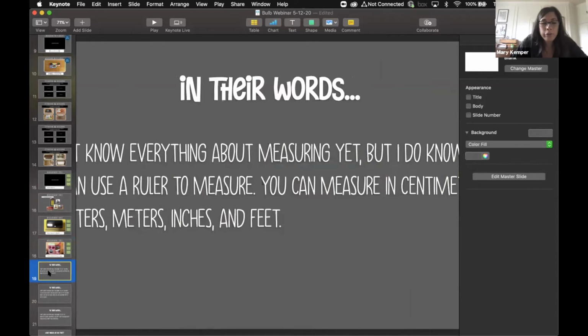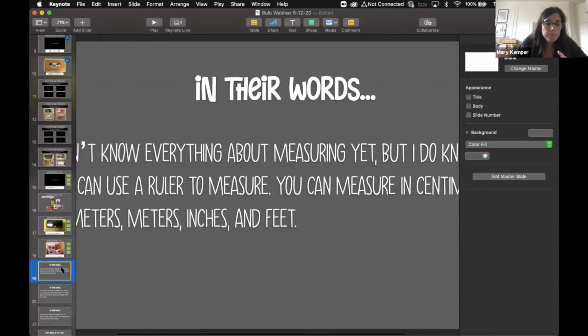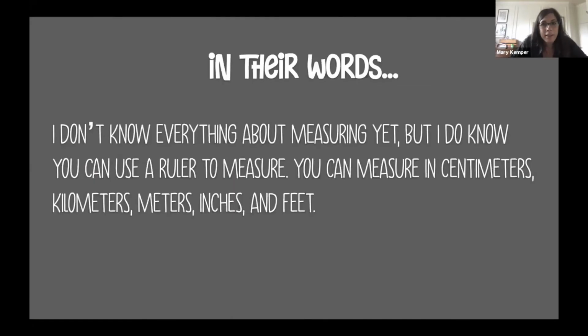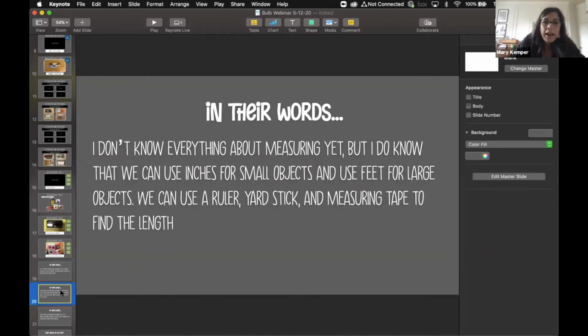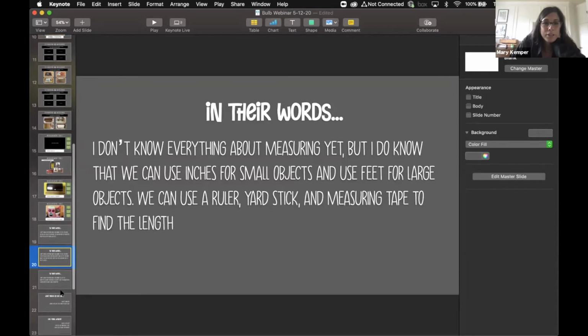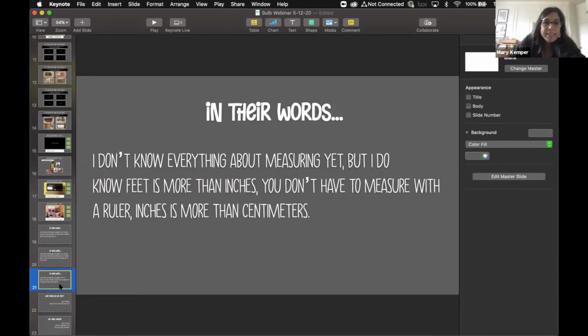So here's a few reflection prompts from the students. I don't know everything about measuring yet, but I do know you can use a ruler to measure. You can measure in centimeters, kilometers, meters, inches, and feet. I don't know everything about measuring yet, but I do know we can use inches for small objects and use feet for large objects. We can use a ruler, yardstick, and measuring tape to find length. And I don't know everything about measuring yet, but I do know feet is more than inches. You don't have to measure with a ruler. Inches is more than centimeters.